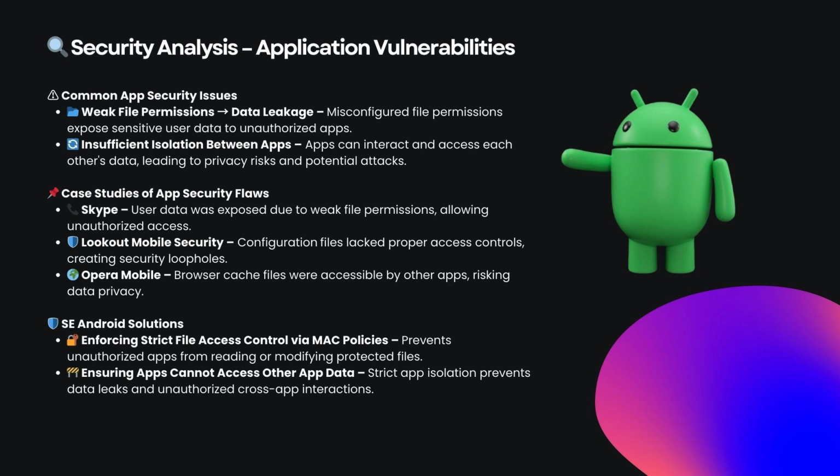How does SE Android solve these issues? First one is enforcing strict file access control via MAC policy. With MAC policy, SE Android ensures that only authorized apps can modify sensitive files, preventing unauthorized data access. Second is ensuring apps cannot access other apps' data. Through strong app isolation, SE Android prevents apps from accessing each other's data. This ensures data and information stay where they belong and are not accessible by malicious apps.